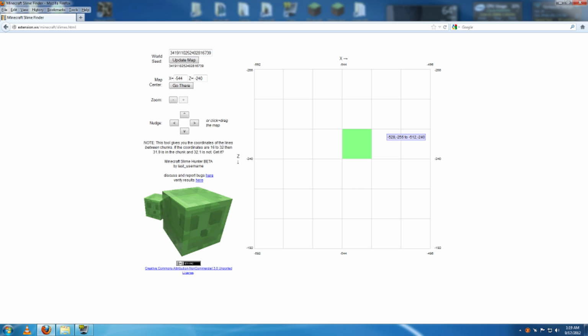So what we're going to do is go back into Minecraft now, since we've gone over this, and I'm going to show you how to find that inside the game, and then we'll start digging it out and showing you how to do it. So hold on one second.